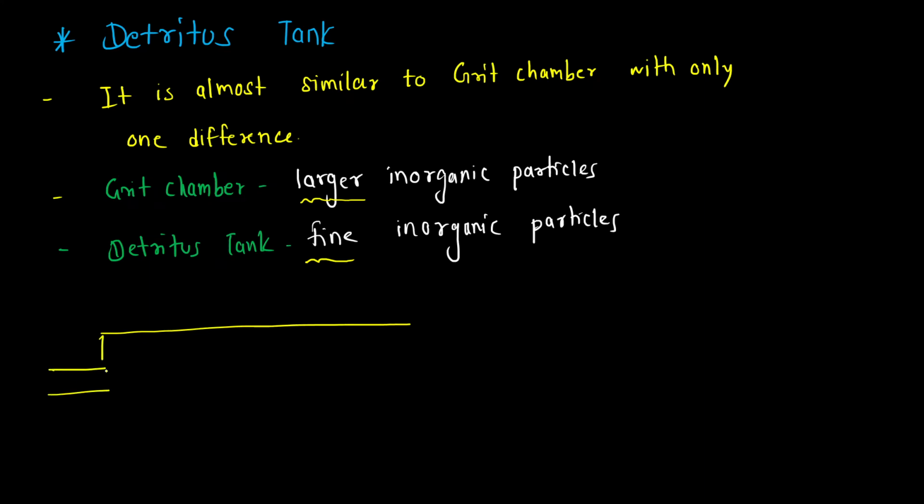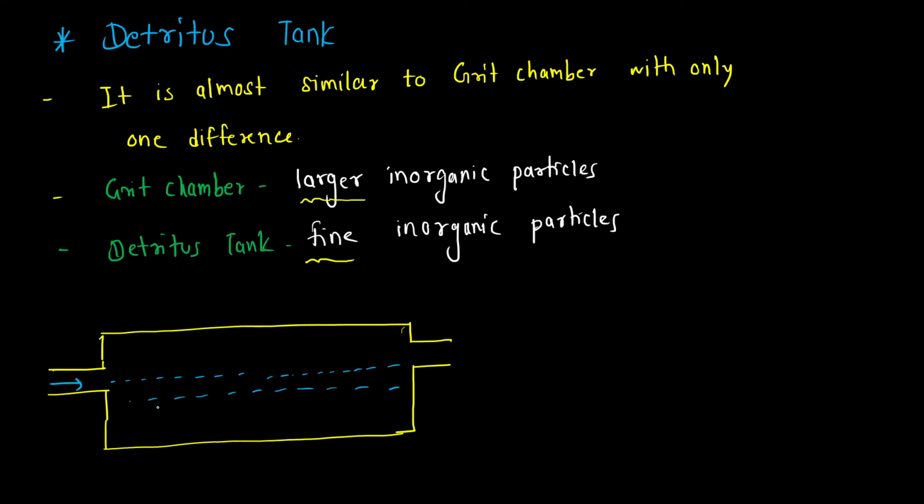So this is an inlet for the tank. This is the outlet. The sewage comes from the inlet here. It flows slowly towards the outlet, and during its flow, whatever the sediments are there, these sediments settle here inside. Okay, so the sediments are settled here.